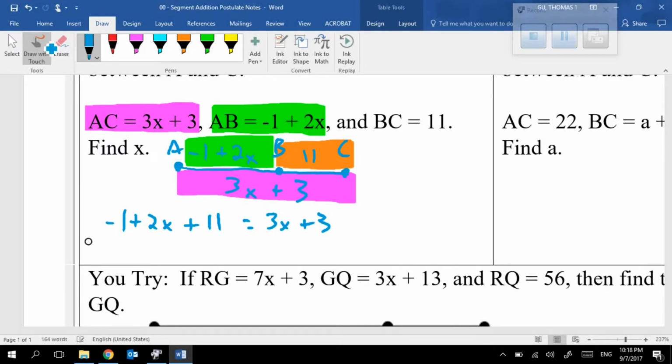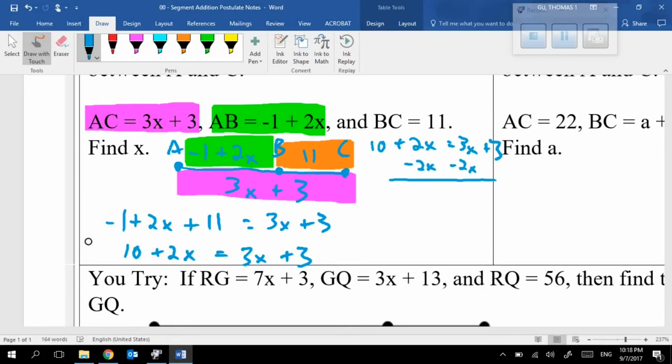Let's combine the like terms first. We're going to have -1 plus 11 on the left side. What's -1 plus 11? 10 plus 2x equals 3x plus 3. So what are we going to do next here? Okay, we're going to slide everything up over here. 10 plus 2x equals 3x plus 3. All right, so what do you want to do next? Let's subtract 2x from this side. That way we don't have to deal with negative numbers. Subtract 2x from both sides.